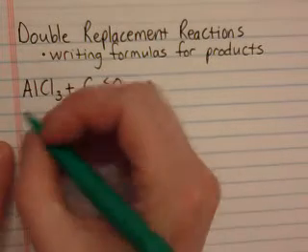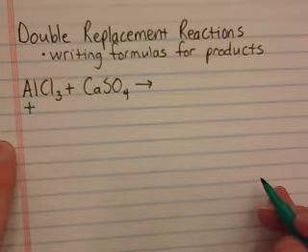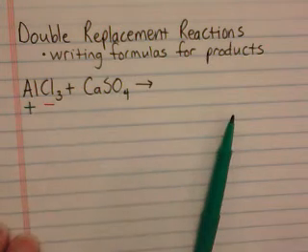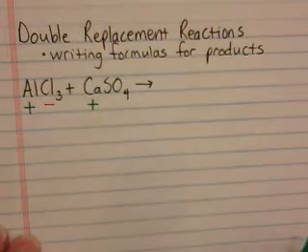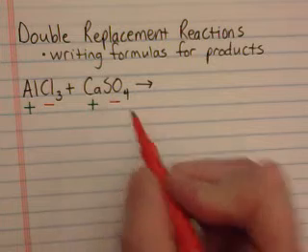Aluminum is a metal, which means it's a cation. It's only going to lose electrons, so it's going to be positive. The chlorine is an anion. Chlorine is always negative, so I'm going to label that with a negative. Calcium is also a metal, so it's going to be the cation. It's positive. And then sulfate is a polyatomic ion that is negative.